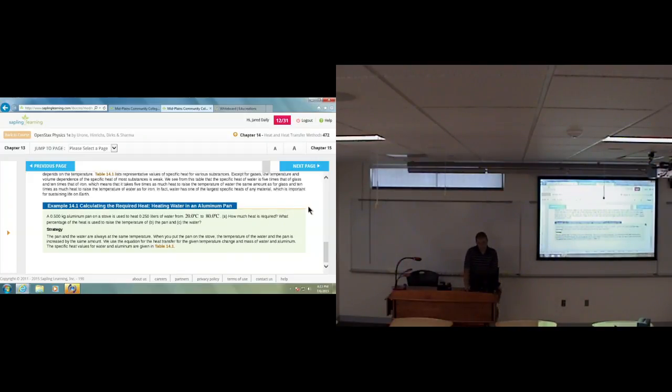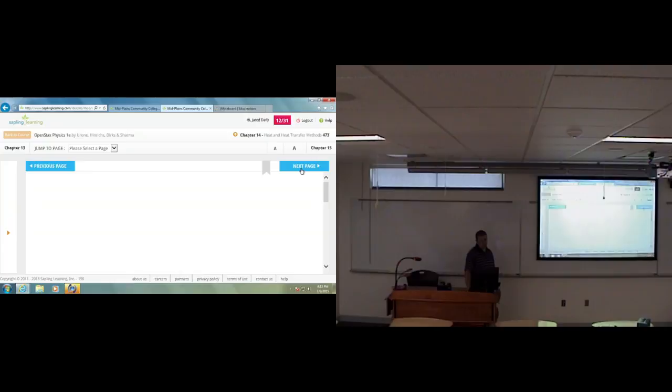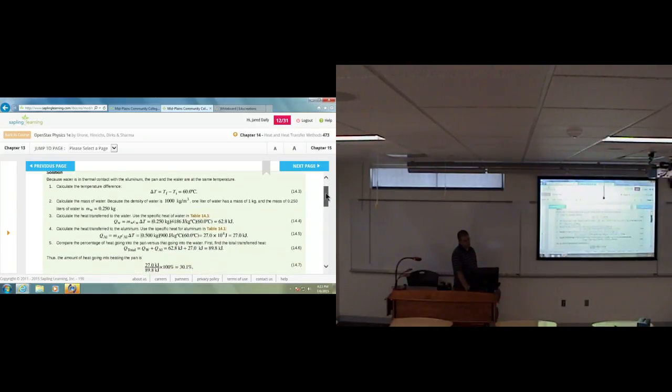So here's a very simple example. We have a half-kilogram aluminum pan on a stove. It's being used to heat 0.250 liters of water from 20 degrees Celsius to 80 degrees Celsius. How much heat is required? Well, okay, first of all, they've given us a change in temperature, 20 degrees to 80 degrees. They've given us a volume, 0.250 liters of water. That volume will help us to figure out how much mass of water we have. And if we change this amount of water from 20 degrees to 80 degrees Celsius, we should be able to use that equation with the proper specific heat, right?